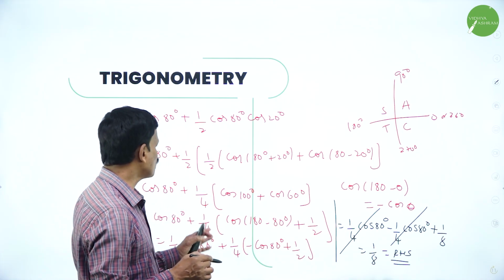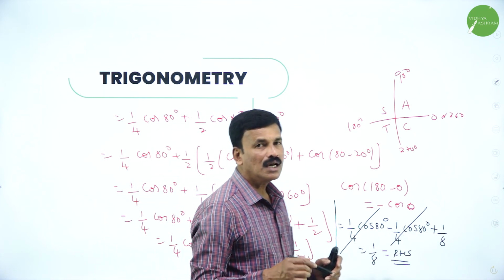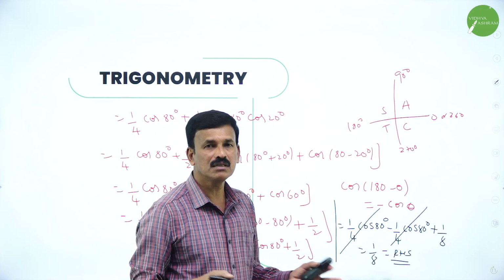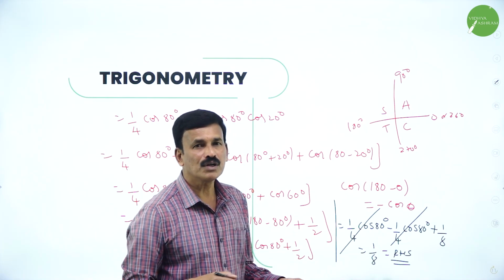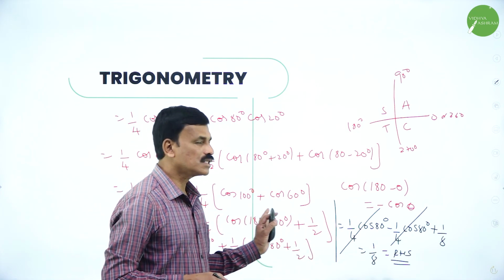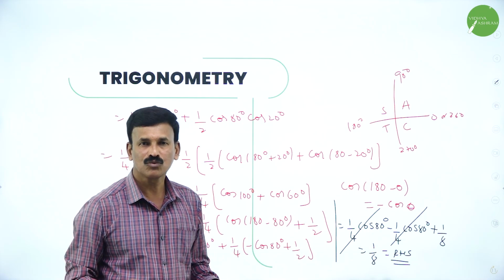Just make use of cos A cos B as cos A plus B plus cos A minus B, and convert cos of 100 degree as cos 180 minus 80. You will get minus cos 80. 1 by 4 cos 80, plus and minus get cancelled. So the answer you are going to get is 1 by 8. 1 by 4 into 1 by 2 is 1 by 8. That's it. Hope you followed.